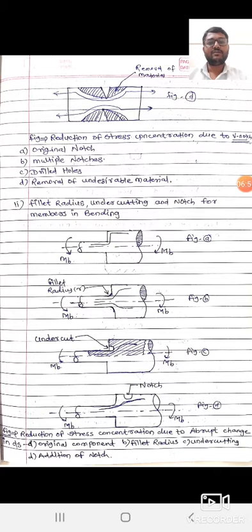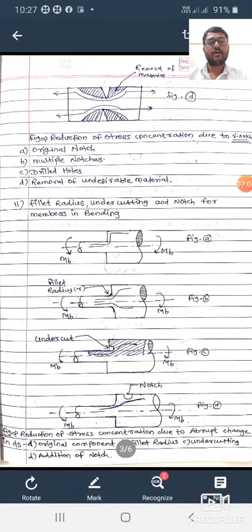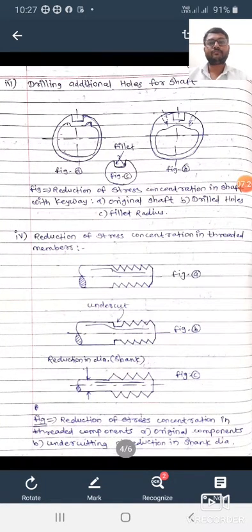The figure shows the reduction of stress concentration due to abrupt change in cross section, that is the original component, figure A. Figure B shows we have to provide a fillet radius R, due to which stress concentration reduces. Figure C shows we have to provide an undercut at the corner, that's why stress concentration reduces, and figure D shows addition of a notch.